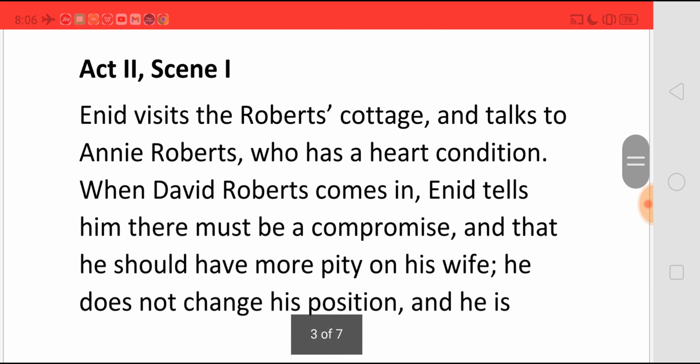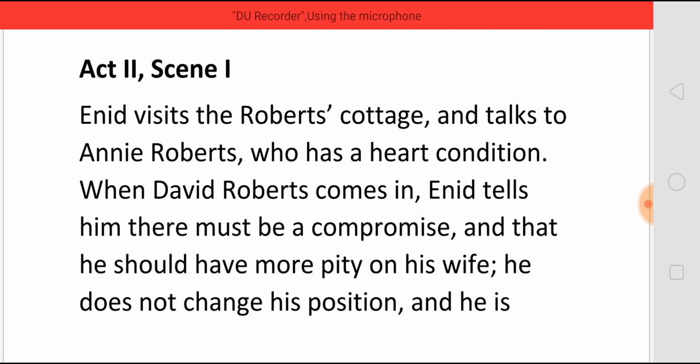In Act 2, Scene 1, we find Enid visiting Roberts's cottage, and she talks to Annie Roberts, who is suffering from a heart problem. At that time, David Roberts comes in and Enid tells him that there must be a compromise, and she says, at least have pity on your wife's condition because she is suffering. And she also says that she will send some food for her because she is very sick.